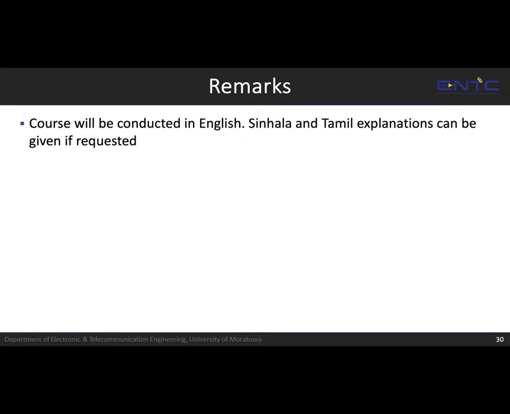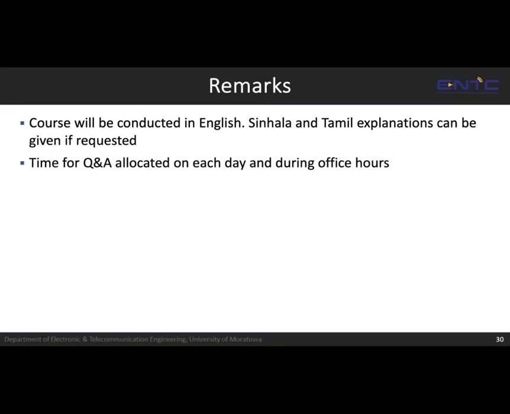Few other remarks. This will be conducted in English, as you can imagine. If you have any trouble understanding, you don't understand what a certain word means, you can, of course, ask us. Then if and when required, we'll be providing you with the Sinhala and Tamil explanations. Every day, we will allocate time for Q&A. We will hold what we call office hours, where we can have a conversation. If some student is struggling to understand, we will, of course, be more than happy to get on an extra session with that person and to figure things out.